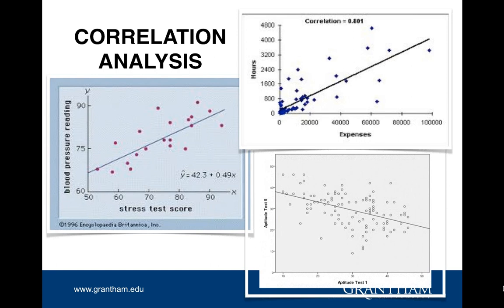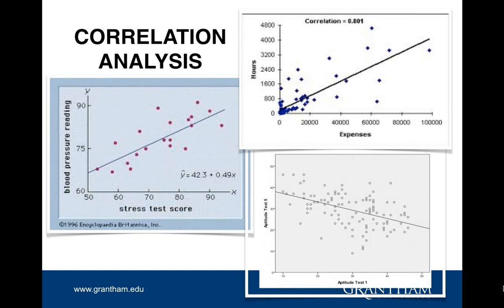Correlation analysis is used to explain, or at least to show, the relationship between two quantitative variables. What we do in statistics is that we have a graph, and then the graph is supported by numbers or some type of data.